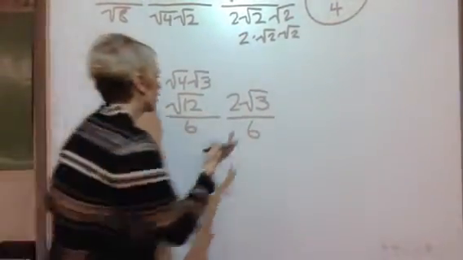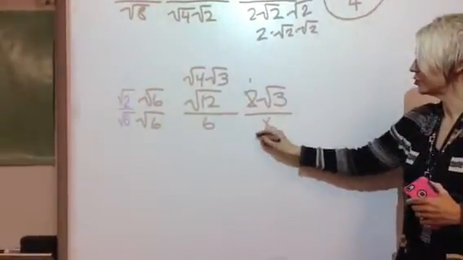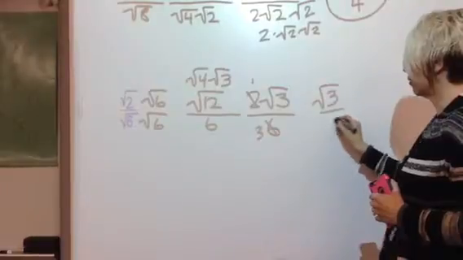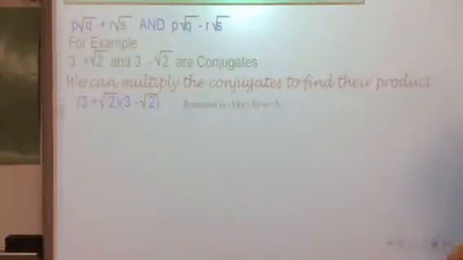Do 2 and 6 share anything? Yes, they do share a 2, so divide by 2, and you get radical 3 over 3. So try an example like these in your notes now.